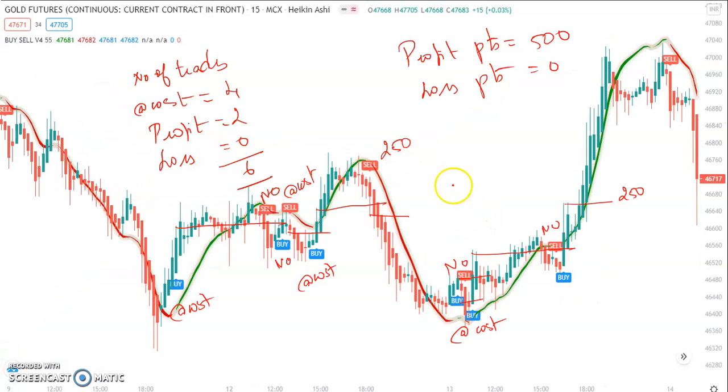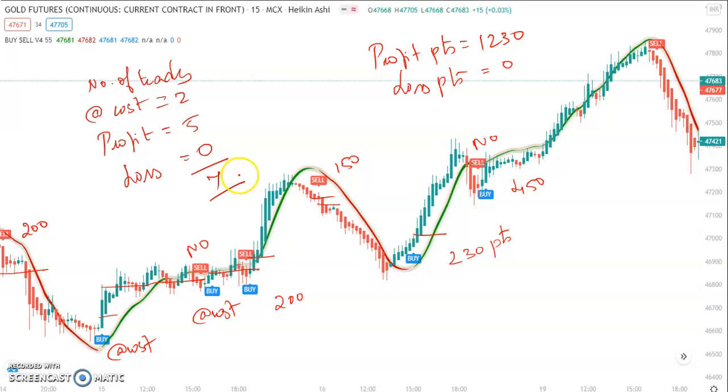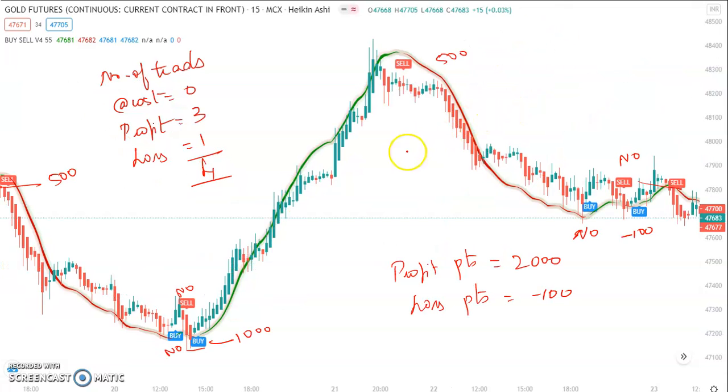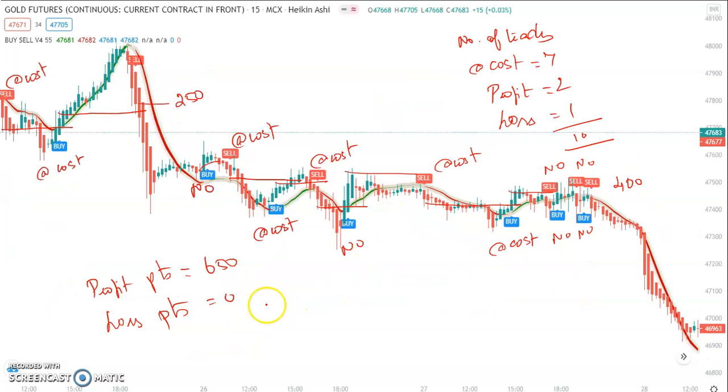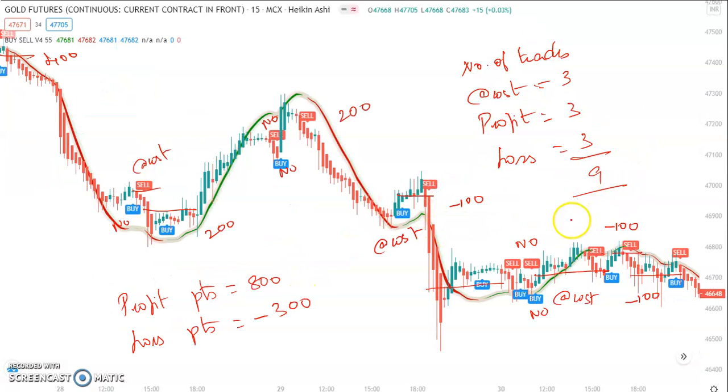From 9th April to 14th April, we made 500. We didn't lose anything. We executed 6 trades. From 14th April to 20th April, 7 trades, 1230 points. We didn't lose anything. From 19th April to 23rd April, 2000 points we made and we lost minus 100 points. Total number of trades is 4. In the next period 650 points and trades were 10. We didn't lose anything. In the last week of April, we made 800 points and we lost 300 points, and the total executed trades was 9.